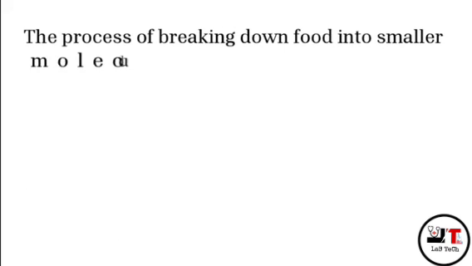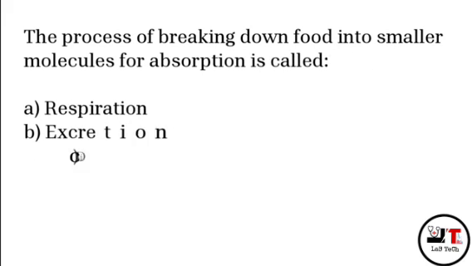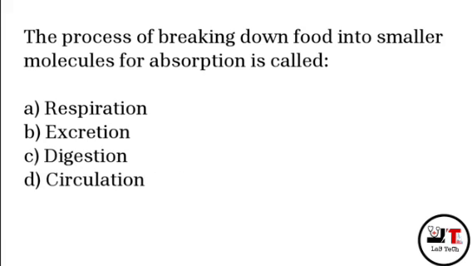The process of breaking down food into smaller molecules for absorption is called respiration, excretion, digestion, circulation. So the correct answer is option C. The process of breaking down food into smaller molecules for absorption is called digestion.